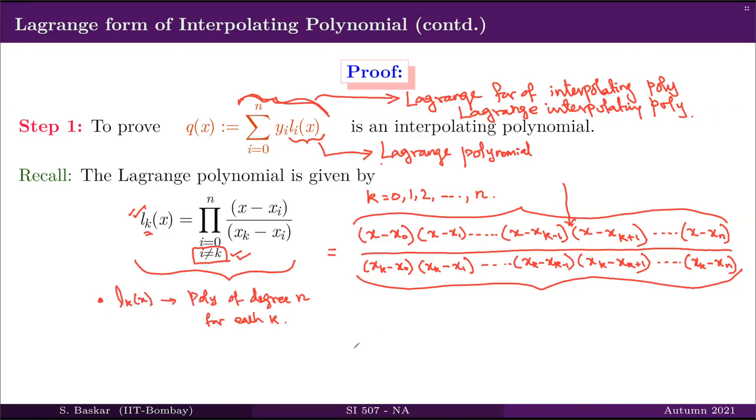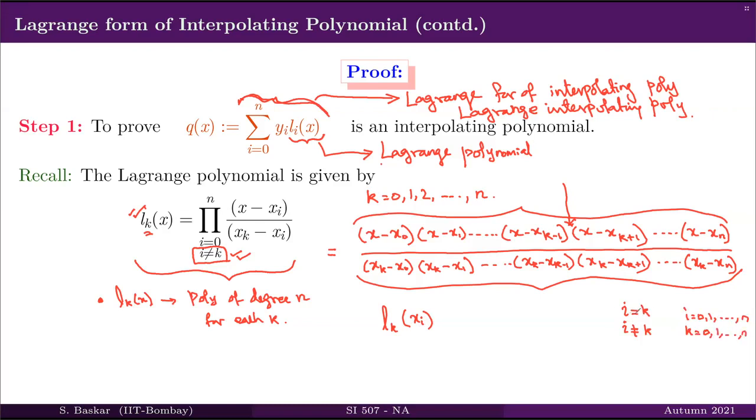There's another important observation that you can have. You take Lk of, in particular, you put one of the xi's, okay? Now, this i may be equal to k, or this i may be different from k. These are the two possibilities for this i, where i varies from 0 to n, and also k varies from 0 to n, right?